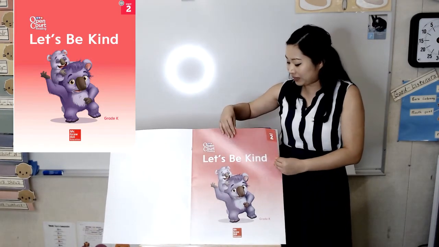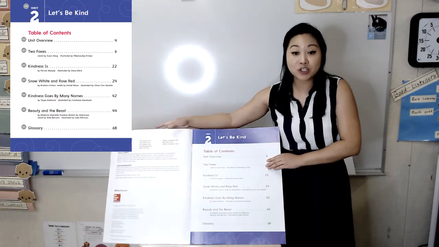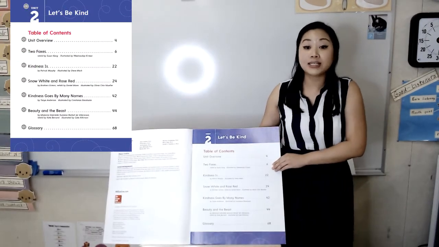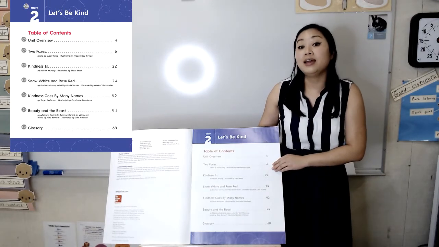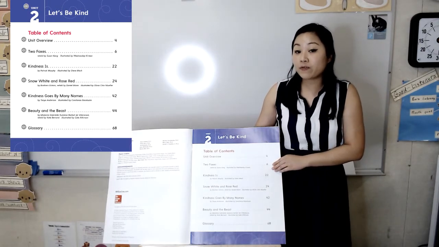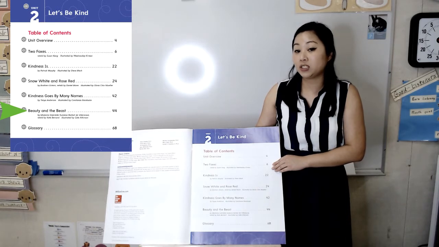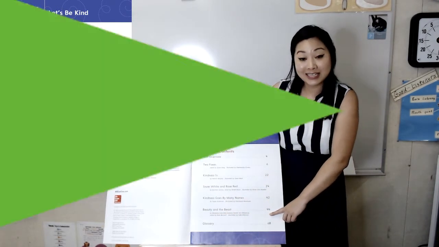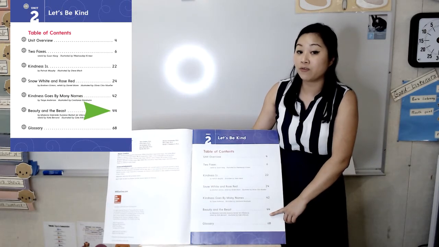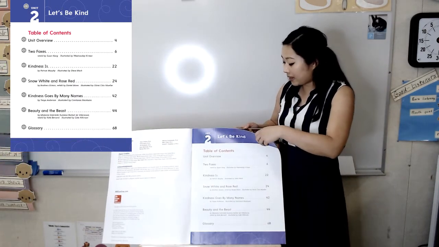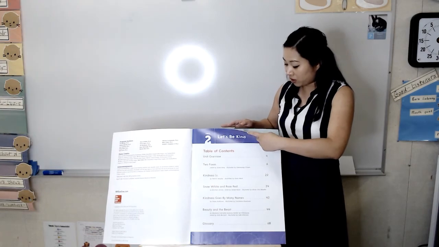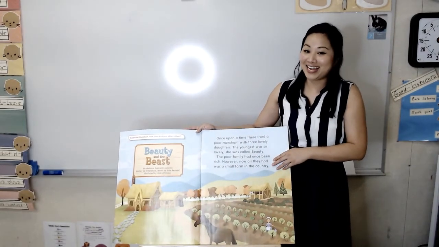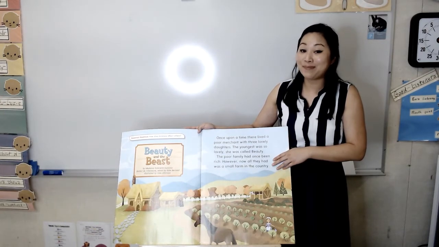And when I turn the page again, I see a special place called the Table of Contents. The Table of Contents tells you where to find things. Now remember, friends, our story for today is called Beauty and the Beast. And when I move my finger across the page, I see that it's going to be on page 44. So I'm going to go ahead and turn to page 44. And there it is, Beauty and the Beast.